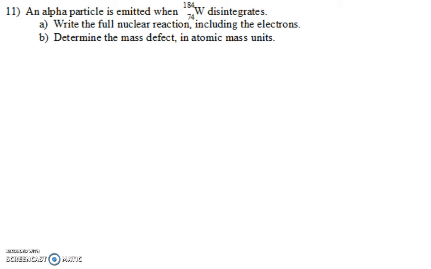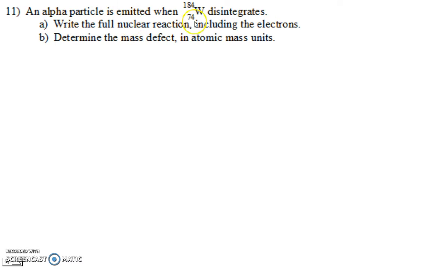Okay, in our problem set, let's take a look at problem number 11 here, doing some radioactive decays. An alpha particle is emitted when this particular nucleus disintegrates. So first of all, this is the chemical symbol W. Does anyone know what that is? If I look at a periodic table, this is actually tungsten. The German name for tungsten is Wolfram, which starts with a W, so that's where the W comes from. So this is tungsten-184.